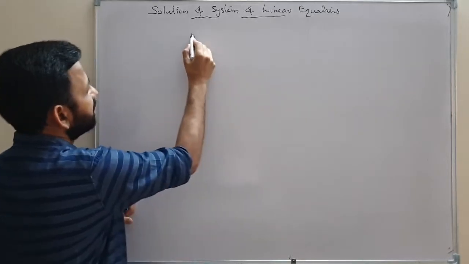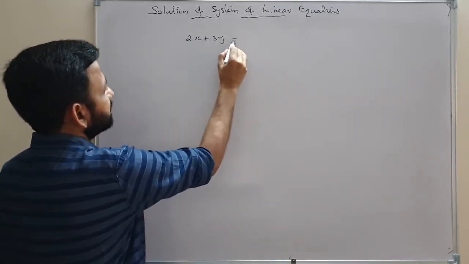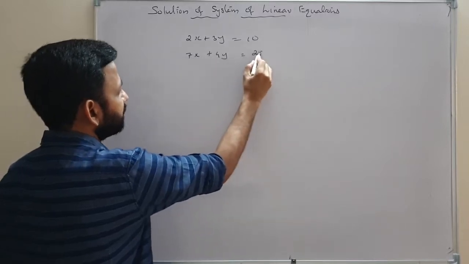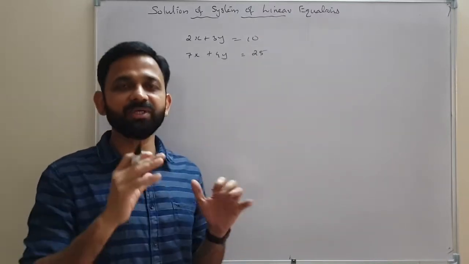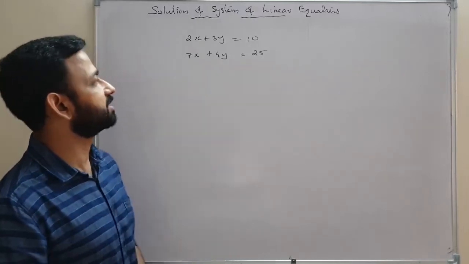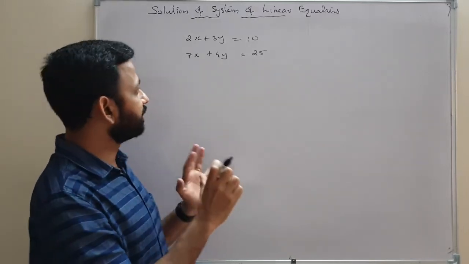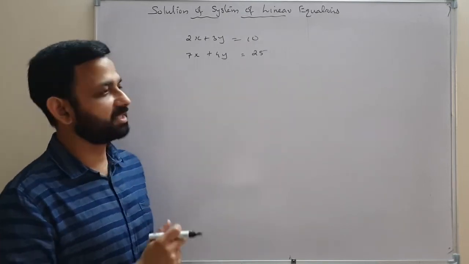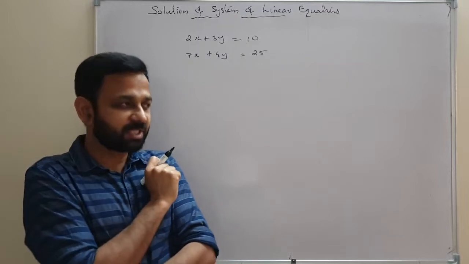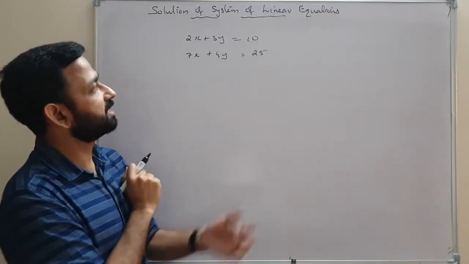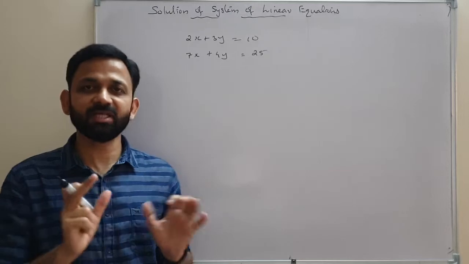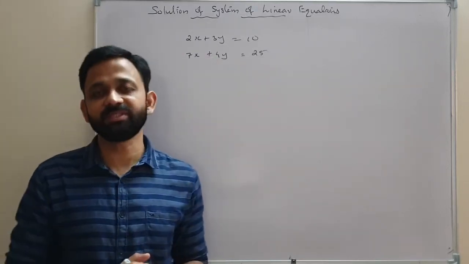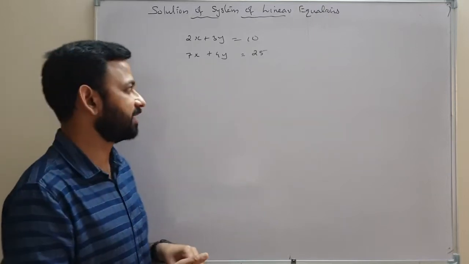Example: 2x plus 3y is equal to 10, 7x plus 4y is equal to 25. So now we have two equations and two variables. We know how to find the values of x and y by the elimination method, the substitution method, or the cross multiplication method. We can find the solution of a pair of linear equations in two variables. We already learned this in 10th standard.